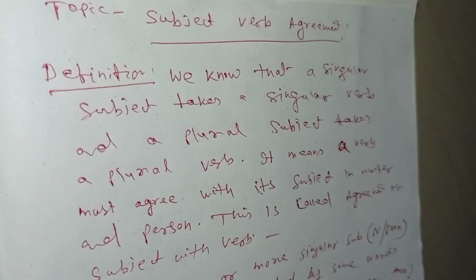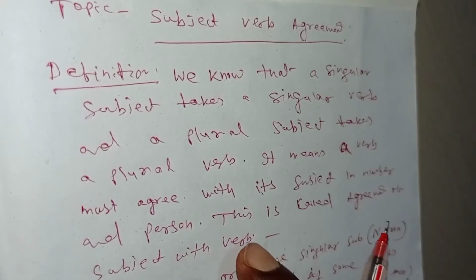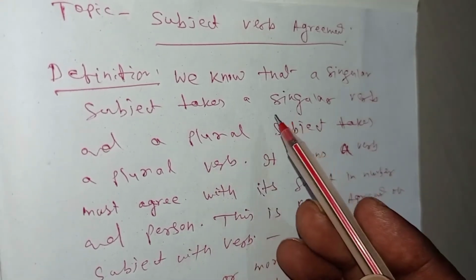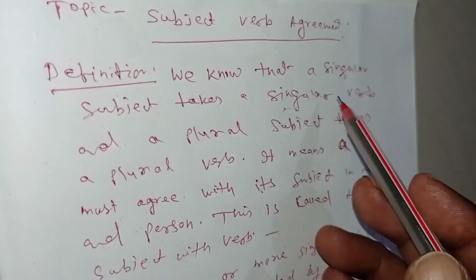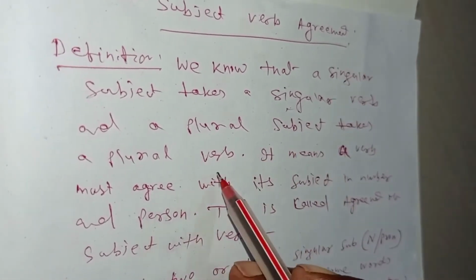Dear students, let us start a new topic on English grammar, that is subject and verb agreement. Before going to know about the proper use of subject and verb agreement, we should know the definitions properly. We know that a singular subject takes a singular verb, and a plural subject takes a plural verb.